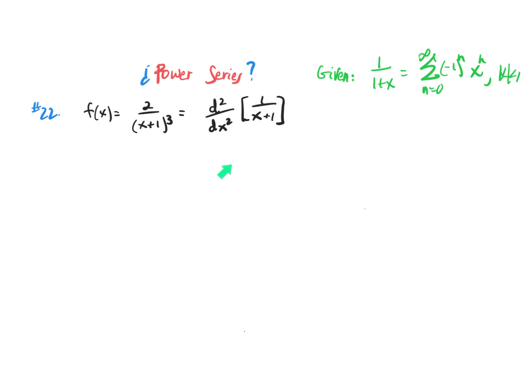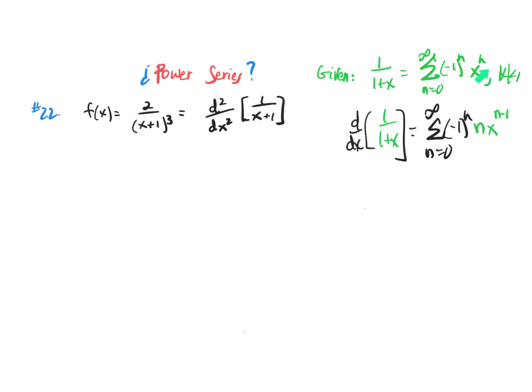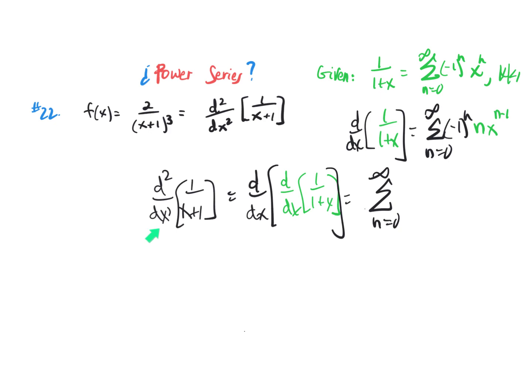How about the first derivative of this series? Using the power rule, we'll have n times x to the n minus 1. Now let's find the derivative of that. The second derivative with respect to x will be the derivative with respect to x of the first derivative, which is the derivative with respect to x of this series. So since f of x is equal to the second derivative with respect to x of 1 over x, we have our final answer.